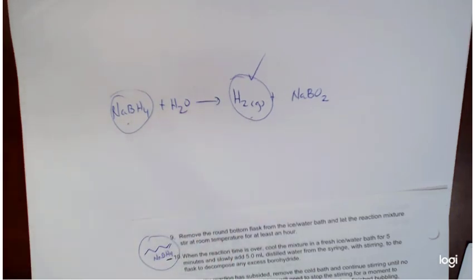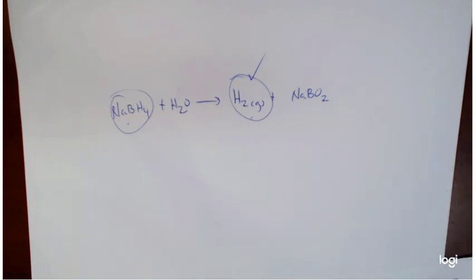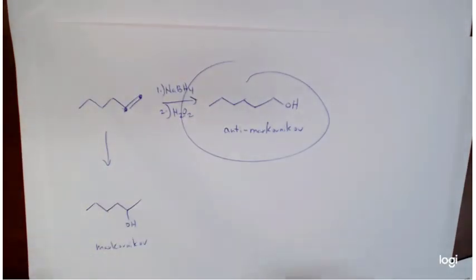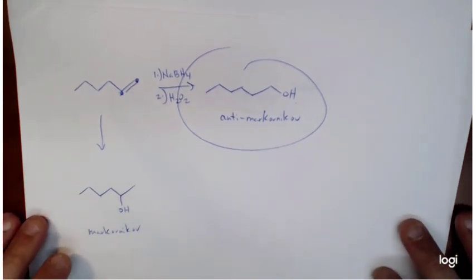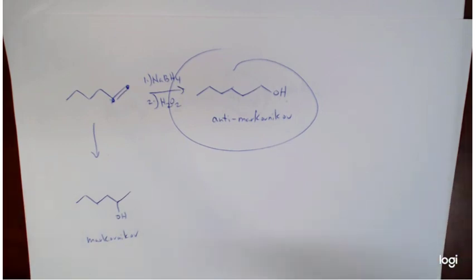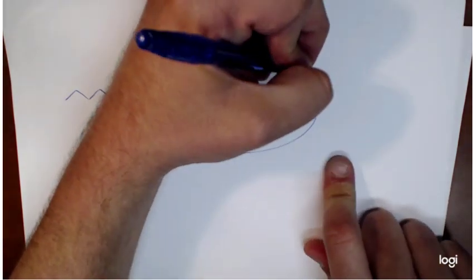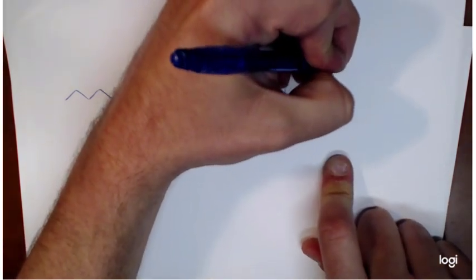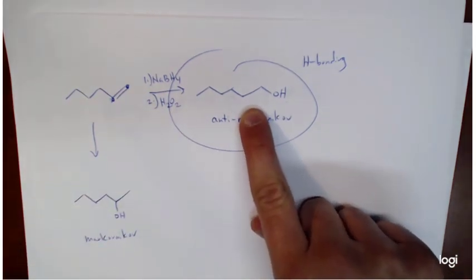All right, and so one other thing to talk about here, you are creating your alcohol, right? You're creating this anti-Markovnikov alcohol, and you're going to need to adequately separate it. So later on, you will be doing a separation in a separatory funnel, and you're going to have an organic and an aqueous layer. Now, with this OH group being there, you can have hydrogen bonding with this molecule. So this is slightly soluble in water, but it's also soluble in the organic layer.